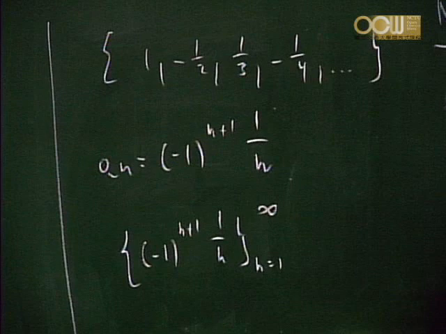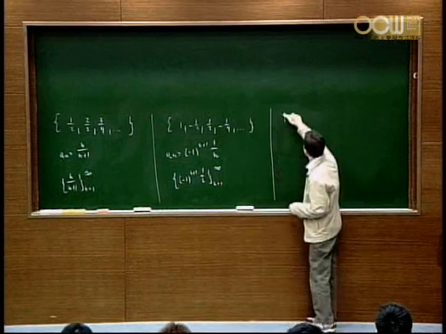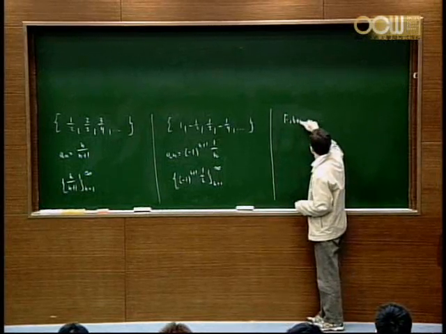Okay, you know already from high school that sometimes sequences are not given like this. Sometimes sequences are given by so-called recursive formulas. The most famous example for such a sequence is the so-called Fibonacci sequence.